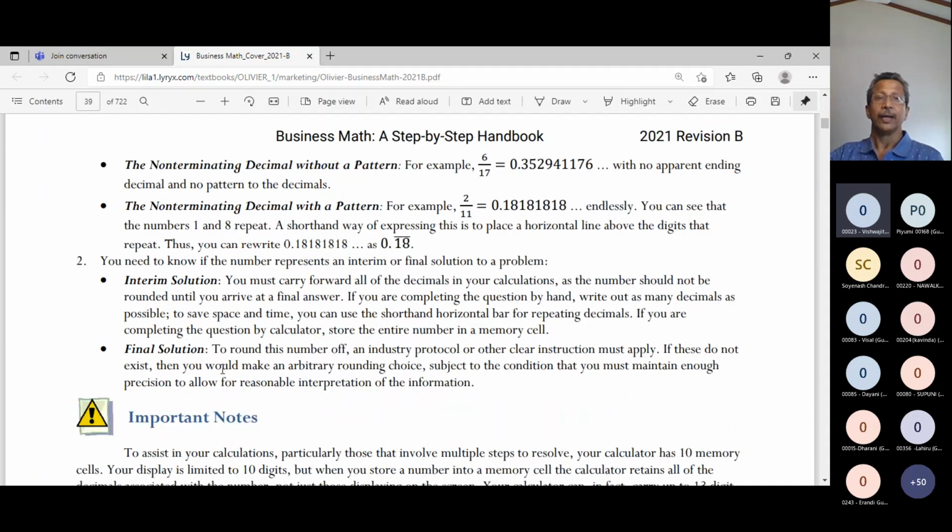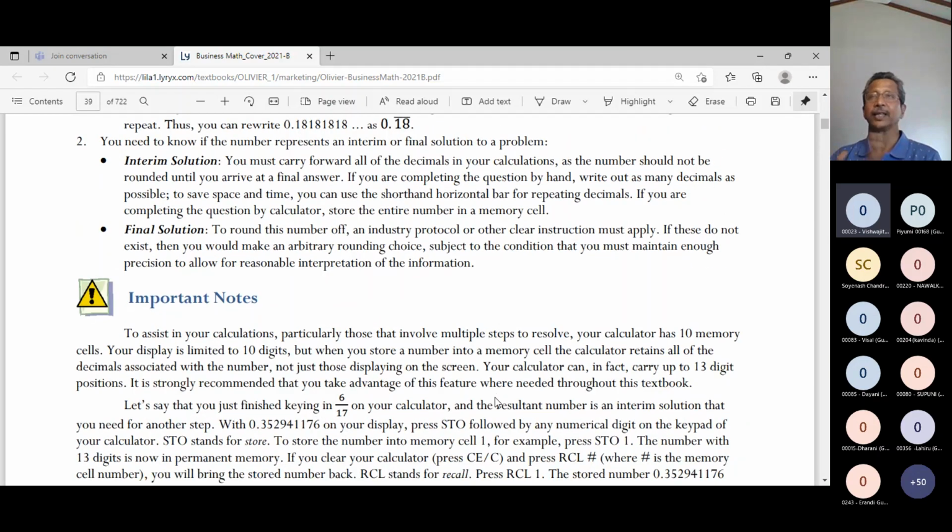You need to know if the number represents an interim or final solution to a problem. If it is an interim solution, you should be careful in rounding off. If we round off while calculating and continue from that, the answer can change. So you should save the exact calculated value and use it for the next step. For a final solution, to round the number off, an industry protocol or other clear instructions must apply. If these do not exist, then you would have to make an arbitrary rounding choice. Do you understand what rounding is, everyone? Can you understand what is rounding?